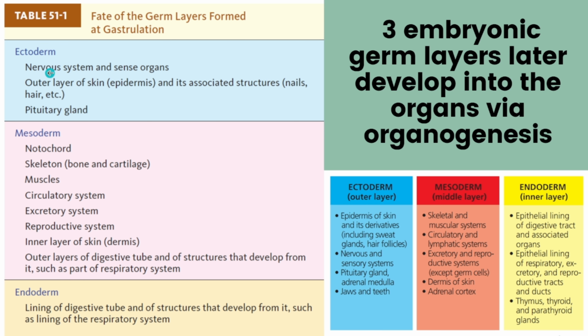So normally it develops into the nervous system, the sense organs, and also the outer layer of the skin and its associated structures like nails, hair, and also the pituitary gland. So this is for ectoderm.